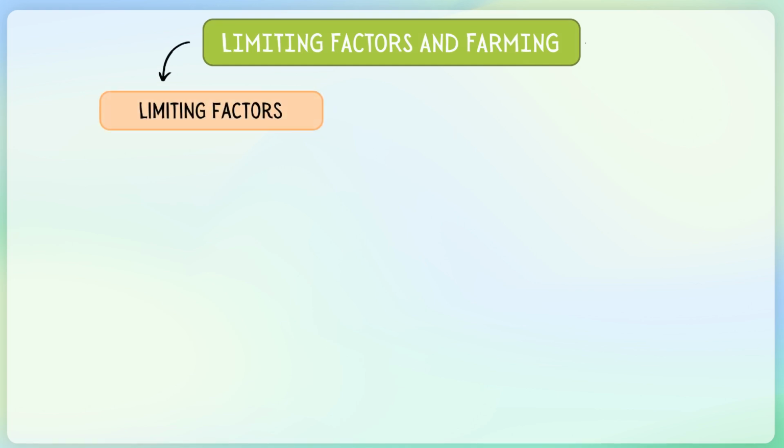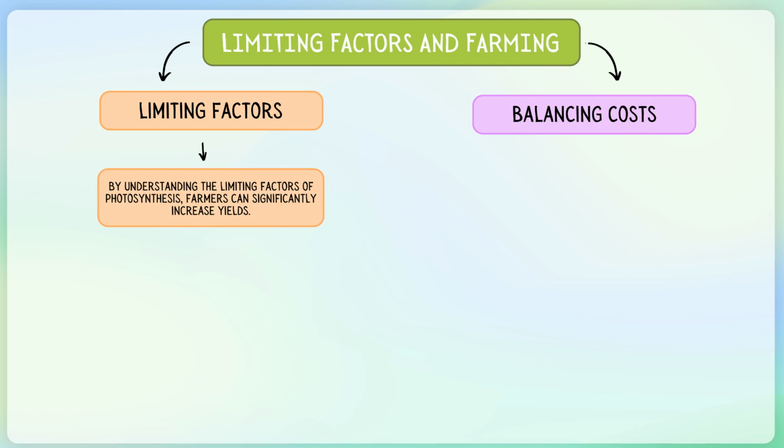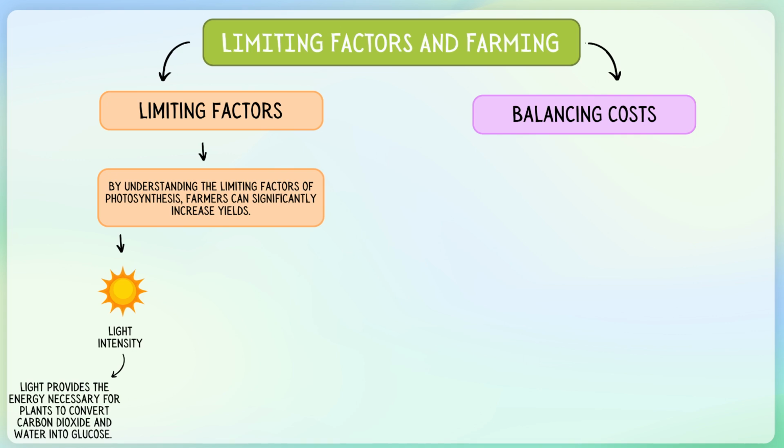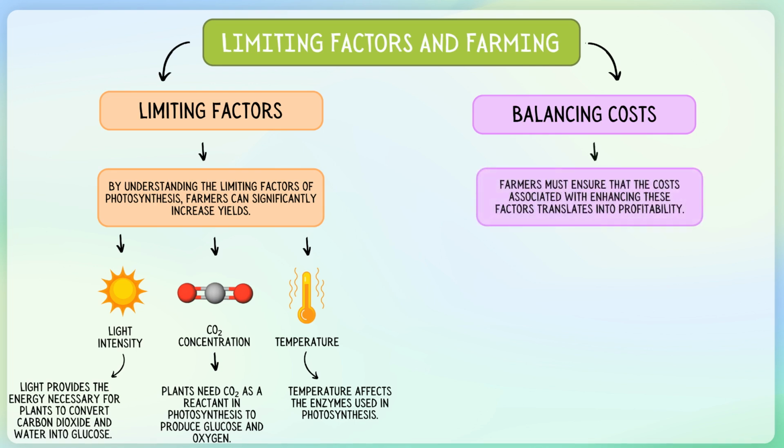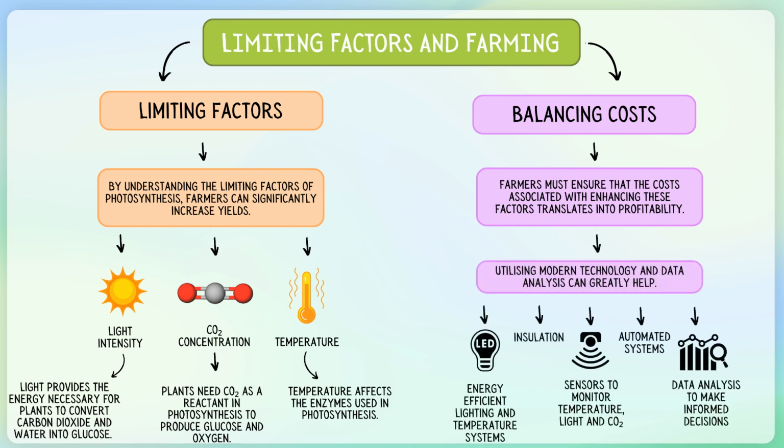In summary, this lesson has taken a closer look at the photosynthetic reaction, focusing on limiting factors in the reaction and the need to balance costs in practice. By understanding and manipulating the limiting factors of photosynthesis, light intensity, carbon dioxide concentration, and temperature, farmers can significantly increase crop yields within greenhouses. The challenge lies in balancing the costs associated with enhancing these factors to ensure that the increase in crop production translates into greater overall profitability. Utilizing modern technology and data analysis can greatly assist farmers in achieving this balance, leading to more efficient and sustainable agricultural practices.